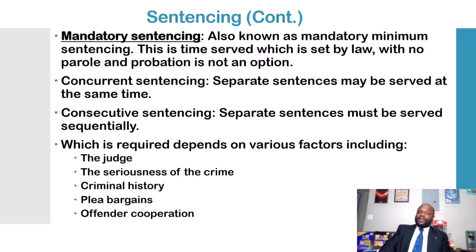And then the last one is the mandatory sentence. And these are called mandatory minimums. And we're going to get to mandatory minimums in a minute to kind of wrap up this lecture. But mandatory minimums, they could be concurrent, meaning it's served at the same time, or consecutive, meaning it's served sequentially. Mandatory minimums are based on a lot of factors. The judge, how serious the crime is, the criminal history, plea bargaining, if they're willing to cooperate.